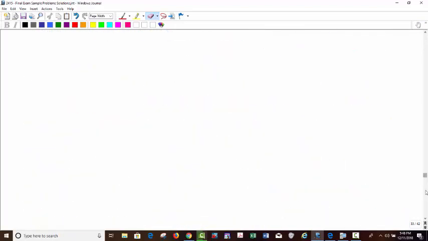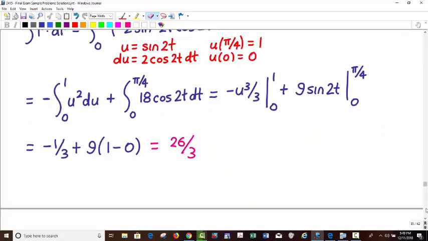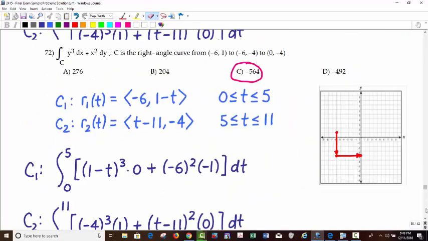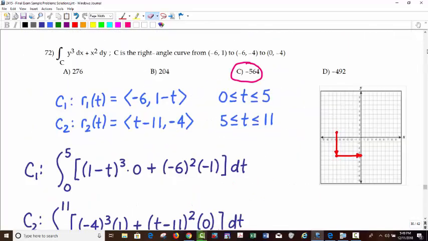Oh, there it is. Yeah, right here. My does not equal nx for that one because I overshot it. There we go. My would be 3y squared, and x would be 2x. So naturally 3y squared does not equal 2x.